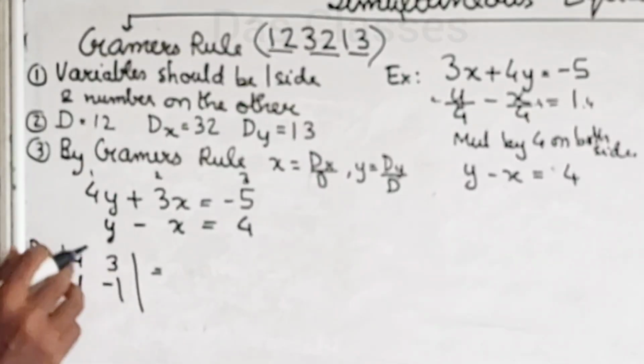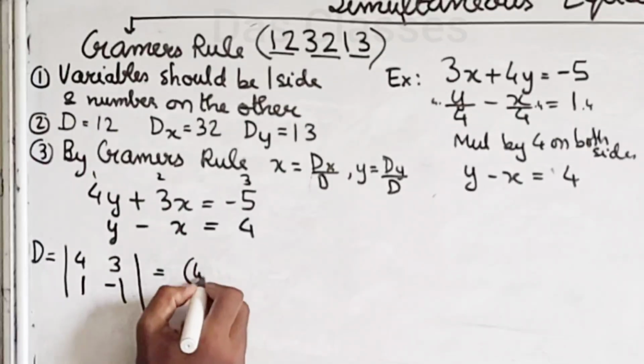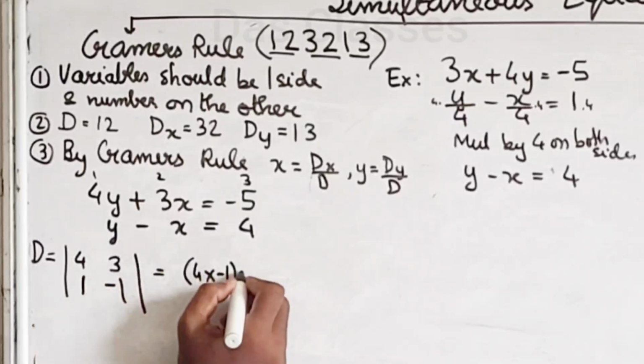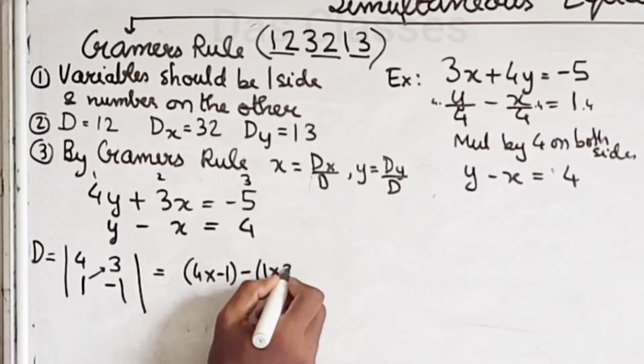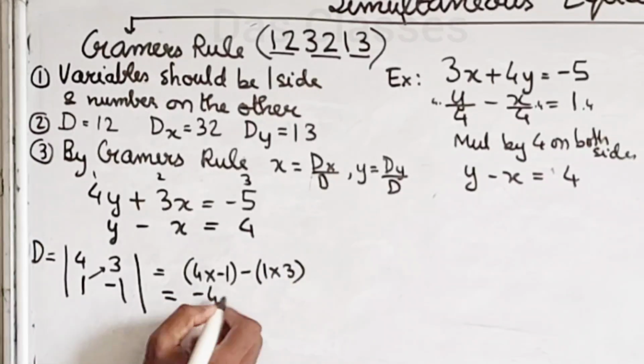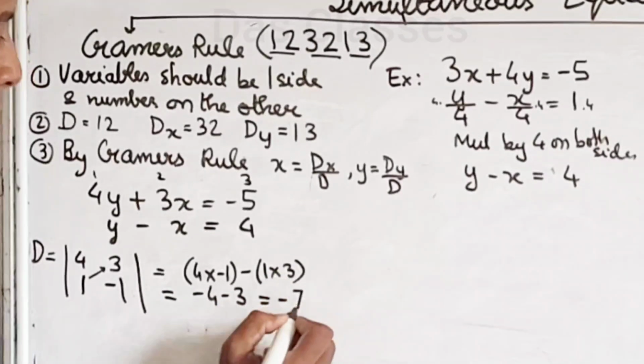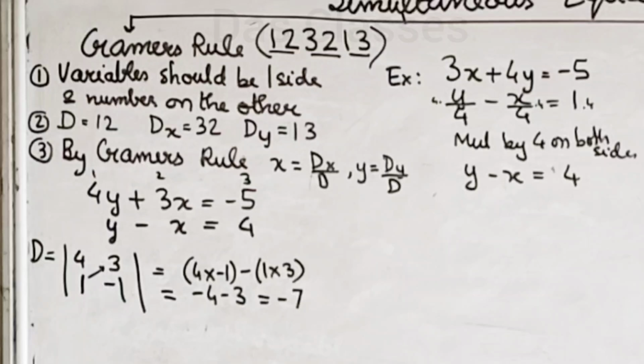We always take the cross this side first. So it's going to be 4 into minus 1 minus this cross, that is 1 into 3. So that is minus 4 minus 3. That is going to be minus 7. Next, we need to take the dx.